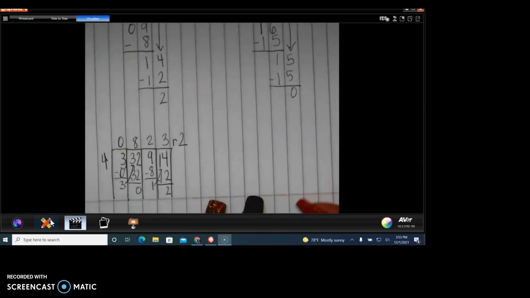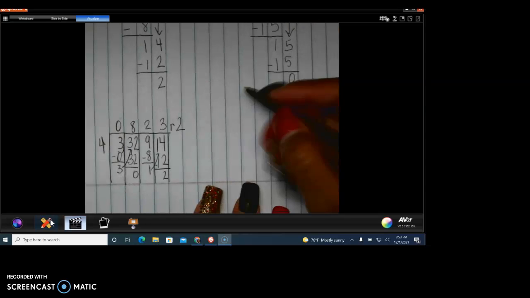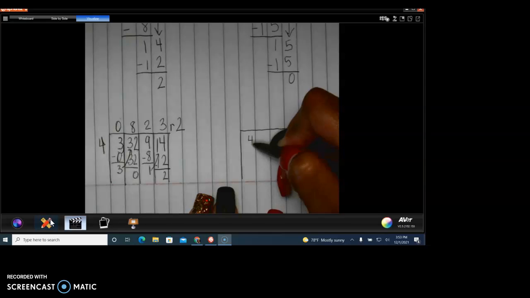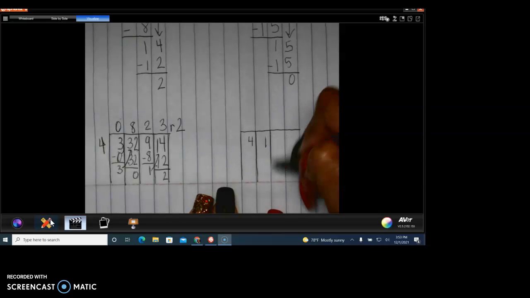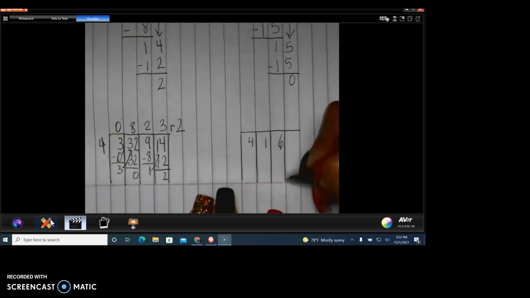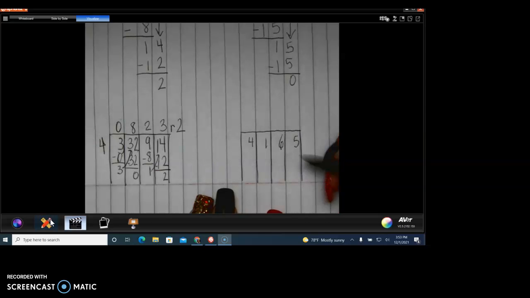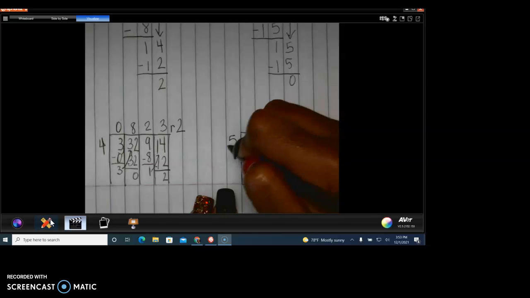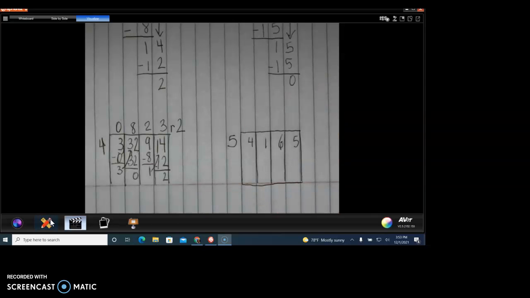Coming down here to the alternative method with the boxes. The number was 4,165. And I am intentionally putting the numbers closer to this side of the box because if I have to carry anything over, I'm going to put it in front of that digit, okay? So 4,165 divided by 5.